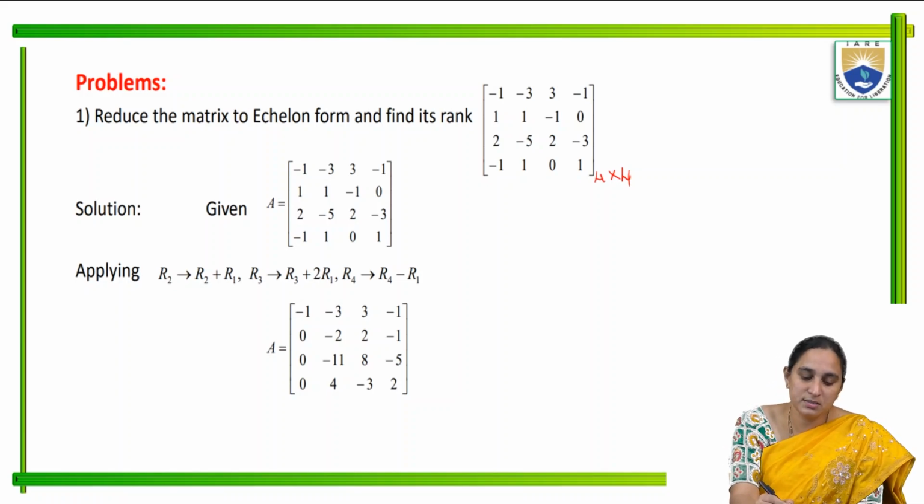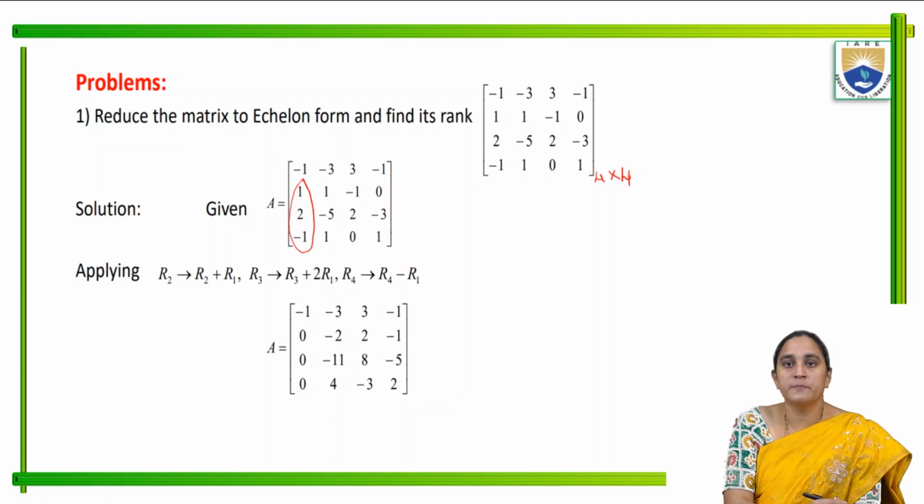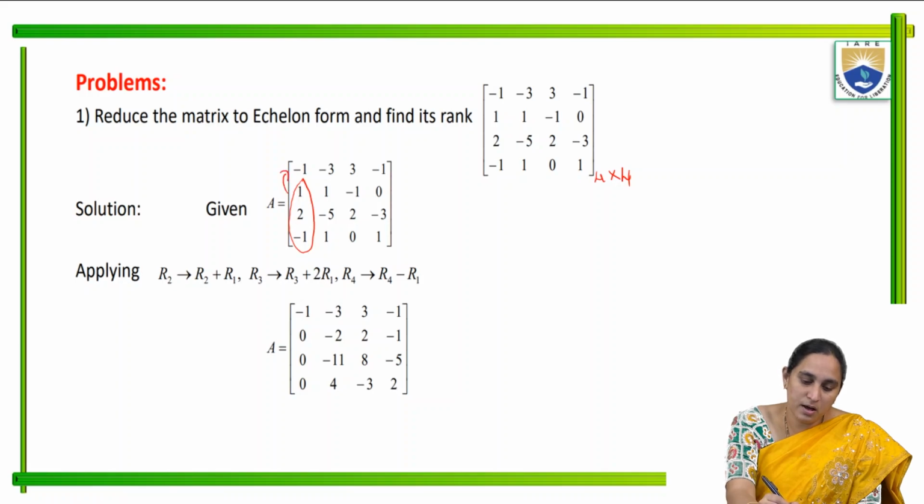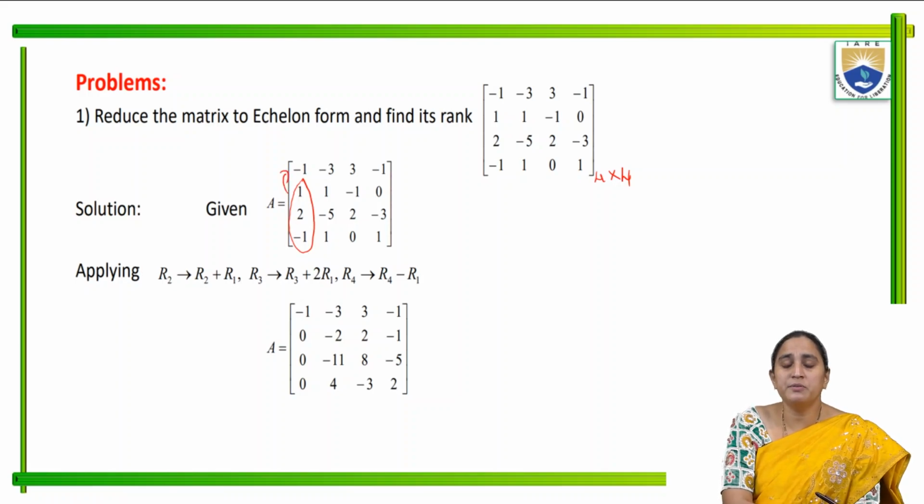For reducing to upper triangular, first I'll make the 1, 2, -1 zeros with respect to R1. With respect to the R1 first element, that is -1. For that, what about the row operation? That means first I'll make the R2 first element, R3 first element and R4 first element zeros with respect to the R1 first element. For that, I am using the row operations.